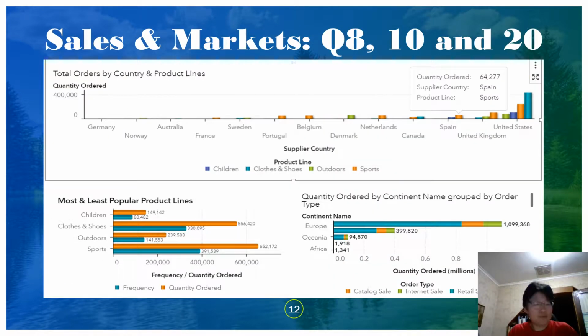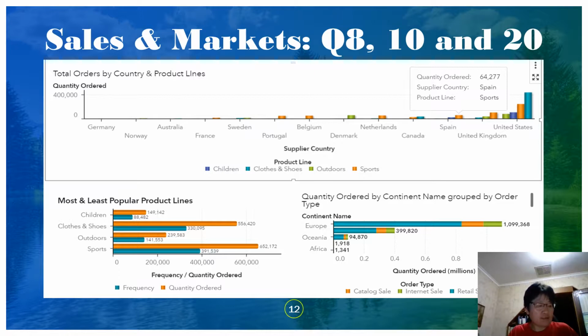Here we are. Europe was the top seller, especially by retail sale in terms of quantity order and order type, followed by North America, especially so by retail sale. You could see it on the bottom right-hand corner rather.